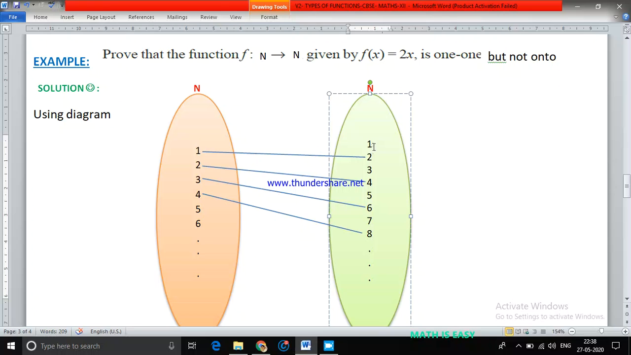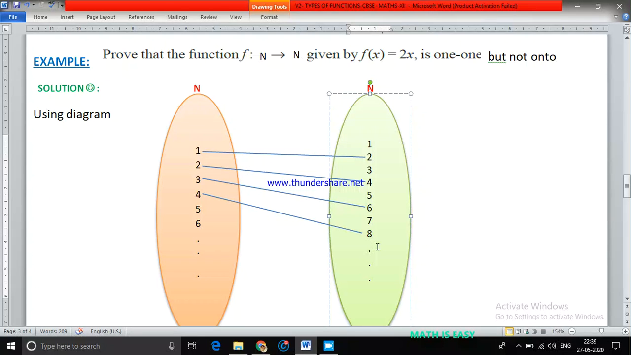1 is not mapped, 3 is not mapped, 5 is not mapped, 7 is not mapped, then 9 has no image. That means there are infinitely many numbers which are not mapped by elements of the first set. So that's why it is not onto. Even if a single element is not mapped, it cannot be onto, but here we have an infinite number of elements which are not mapped, so hence it is not an onto function.